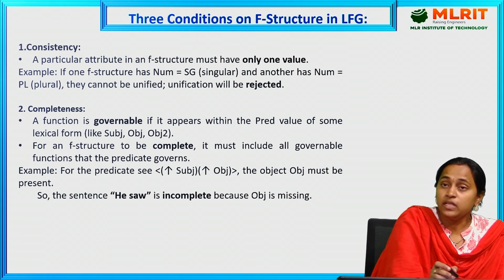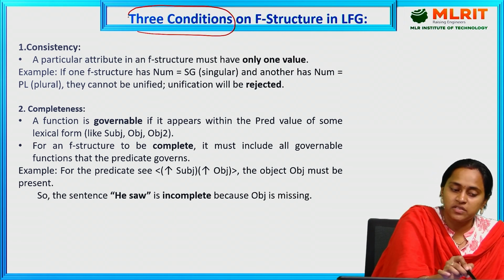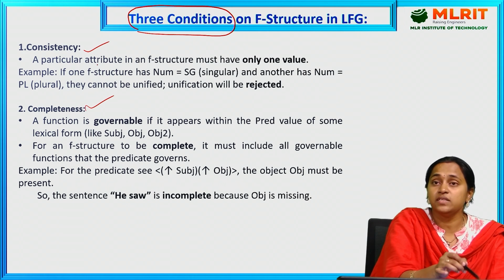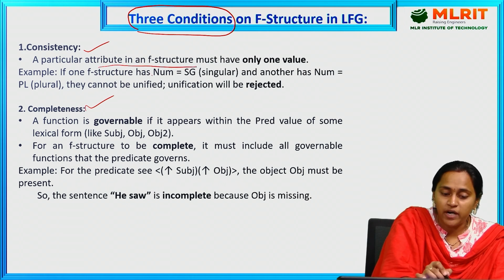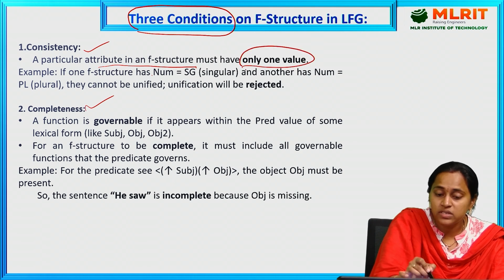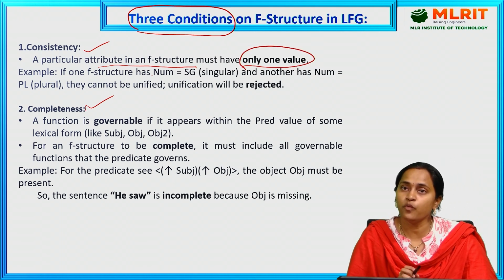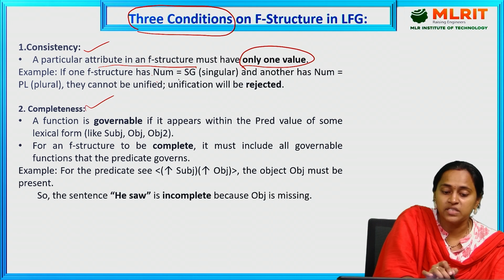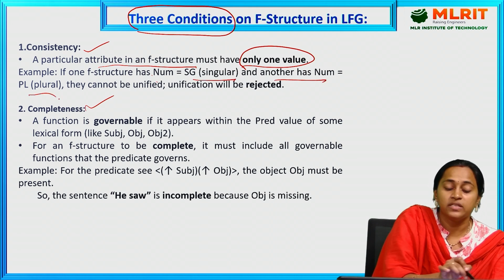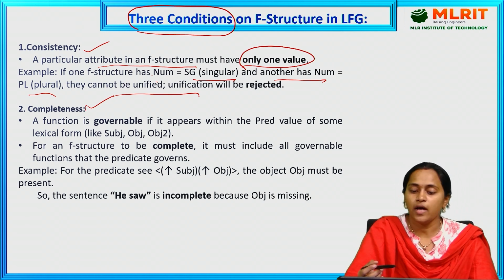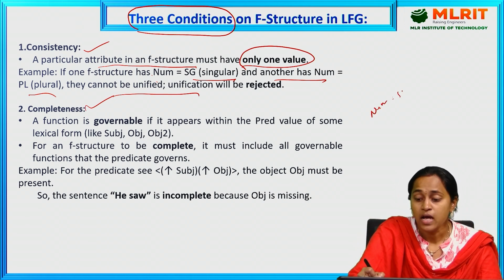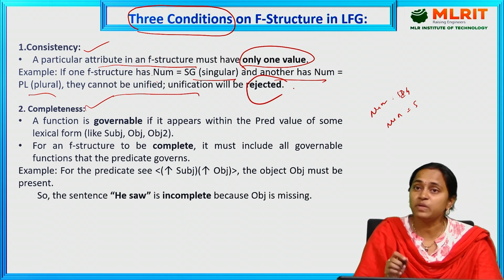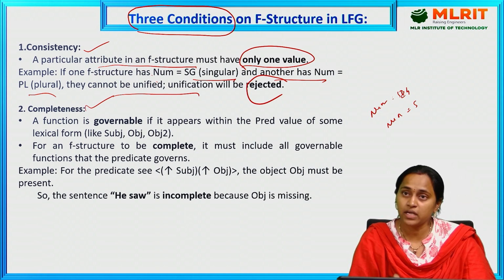Here, in this F structure, we have three conditions. First one, consistency, next one, completeness, and next, coherence. So what is the first one? Consistency. What is the meaning of consistency? A particular attribute must contain only one value. This is consistent. That means I am including only particular values. See the example here. If one F structure has number singular and another has plural, they can't be unified. That means if I give number as singular, the other also must be singular, not plural, because it will automatically be rejected. This is consistency, right? Particularly I am defining the particular number here.